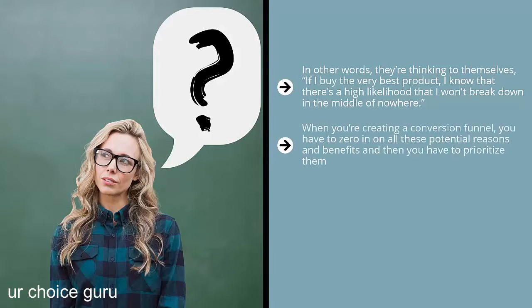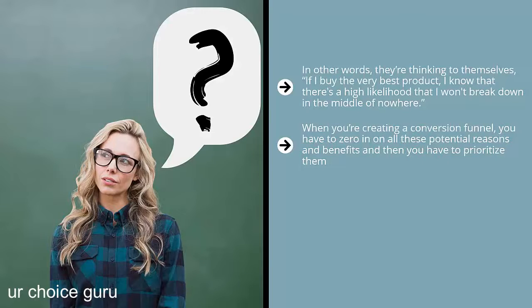When you're creating a conversion funnel, you have to zero in on all these potential reasons and benefits, and then you have to prioritize them. Which are more likely? Which could be tied to questions? Which are more practical? But whatever you do, your sales funnel must speak to all these different needs to push people down the funnel. Remember, different benefits appeal to different people.